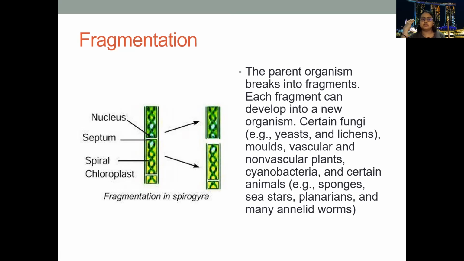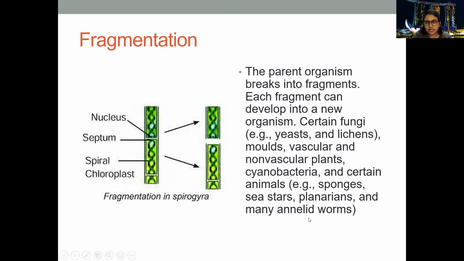Generally, Spirogyra shows the fragmentation process. What happens in this process? The parent organism breaks into fragments, and each fragment develops into a new organism. Certain fungi like yeast, lichens, mold, vascular and non-vascular plants, cyanobacteria, and certain animals like sponges, hydra, planaria, and many annelids also show this.